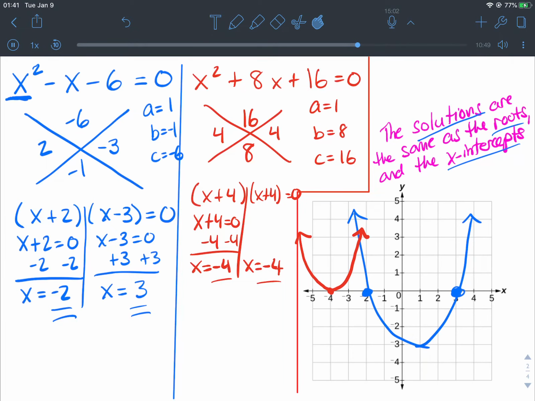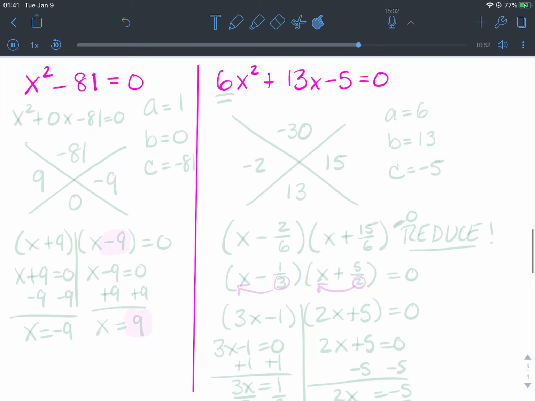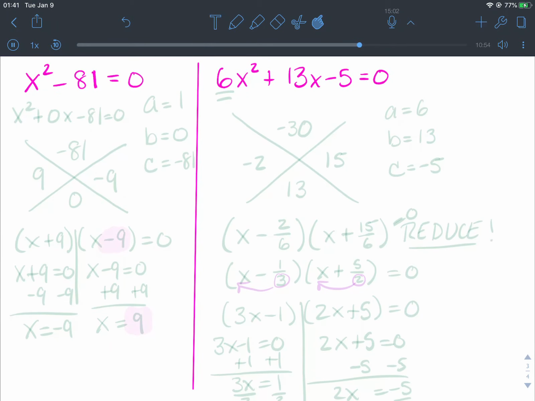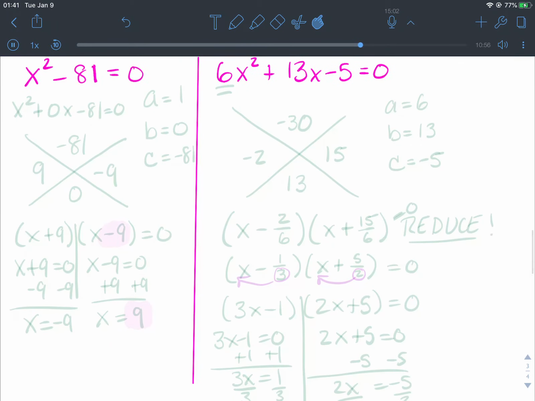Now, the last two problems, let's just go through them a little faster because I'm at the 11-minute mark and I don't want to keep you guys too long. So for the first one, we know A is 1. There is no x term, therefore B must be 0. And C is negative 81. Just a quick reminder, that's what it would look like.